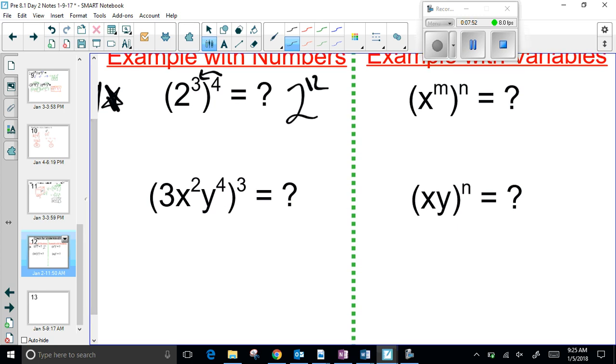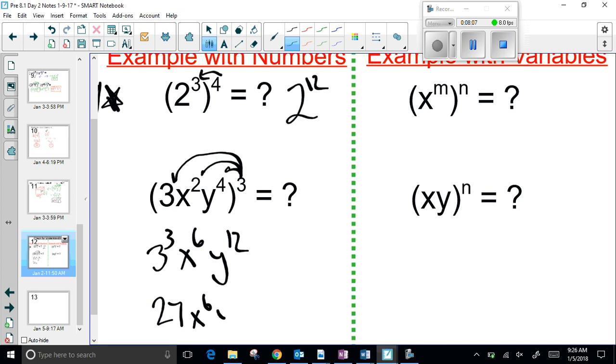3x squared y to the fourth, all of this raised to the third power. I'm going to do just like this. Even the 3 has a power. It's going to be 1. So this becomes 3 to the third, x to the sixth, y to the 12th. And if you wanted to, you could say 27x to the sixth, y to the 12th. In fact, I think I mentioned it before. If it's a number less than 100, you should go ahead and evaluate it.